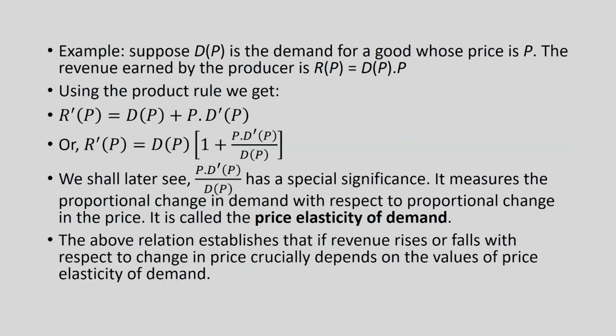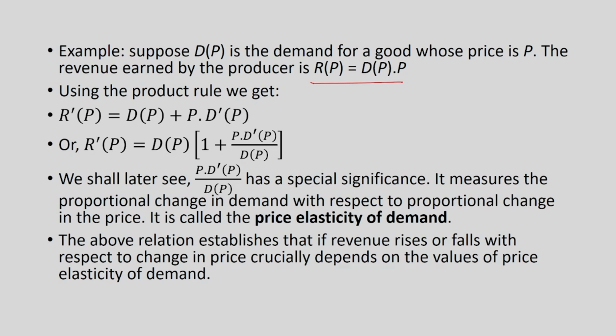Okay, here is another example where we can use these rules, the product rule. Suppose D of P is the demand for a good whose price is given by capital P. So, D is demand, P is price, D is a function of price. The revenue earned by the producer will be R of P. So, R of P is how much you are selling multiplied by the price of the good, so that is revenue. How much are you selling? That is given by the demand, because people will be demanding and that is why you will be selling.